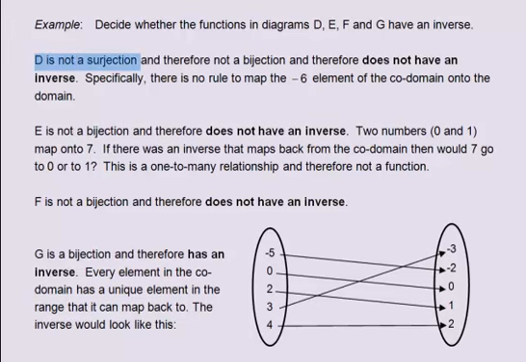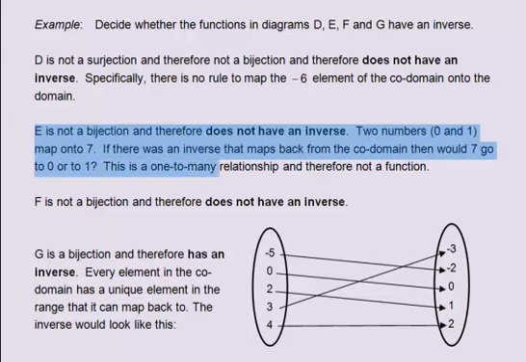D is not a surjection and therefore not a bijection, and therefore does not have an inverse. Specifically, there is no rule to map the -6 element of the codomain onto the domain. E is not a bijection and therefore does not have an inverse. Two numbers, 0 and 1, map onto 7. If there was an inverse that maps back from the codomain, then would 7 go to 0 or 1? This is a one-to-many relationship and therefore not a function.